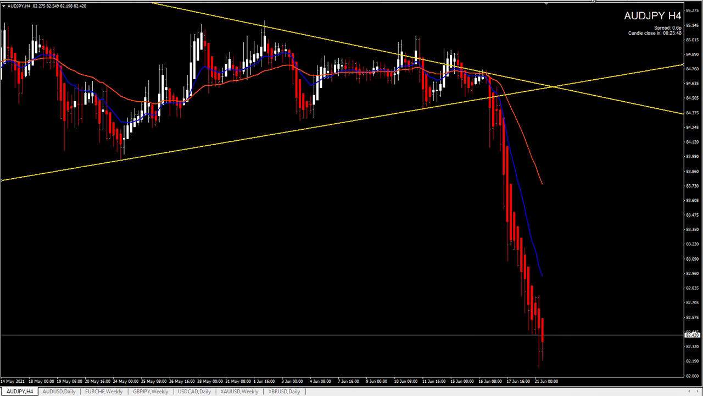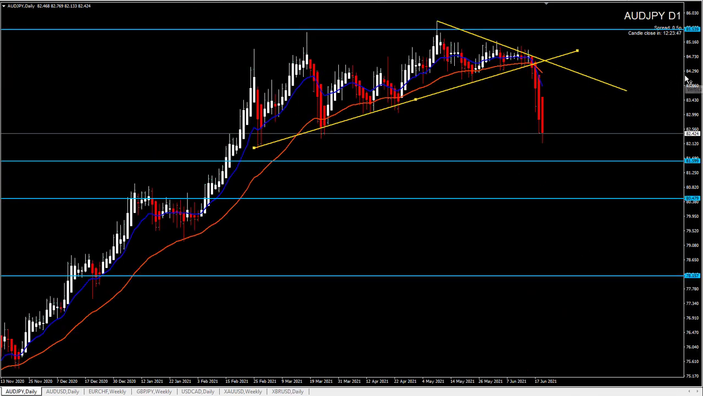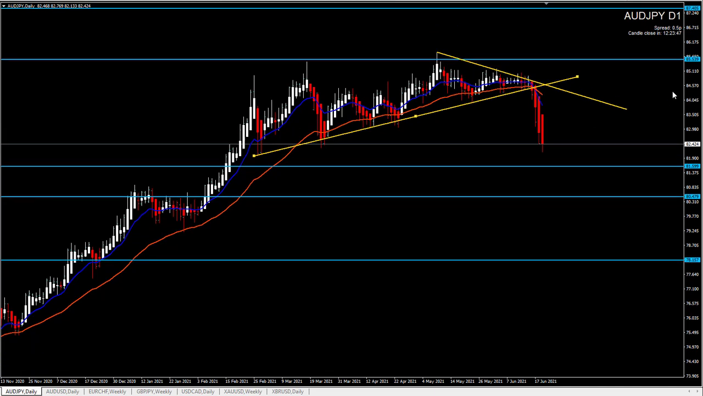Yeah, so this is Aussie yen, nice momentum, and like I said, other yen pairs look more or less the same. So just remember to draw the support and resistance levels correctly, and you can also trade them.